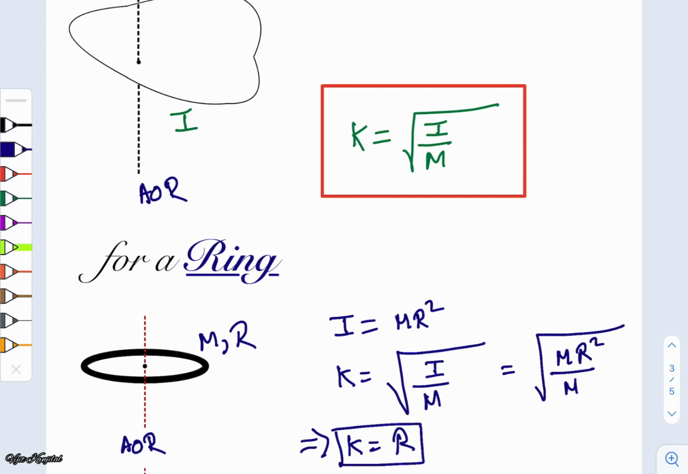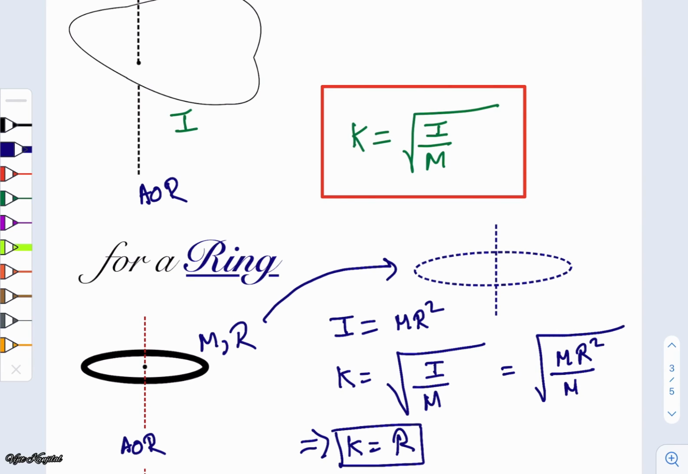So if we wish to replace this ring with a point mass, we can do it by placing a point mass at a radial distance of k, which is nothing but equal to the radius of the ring. And the mass of this point mass is m.